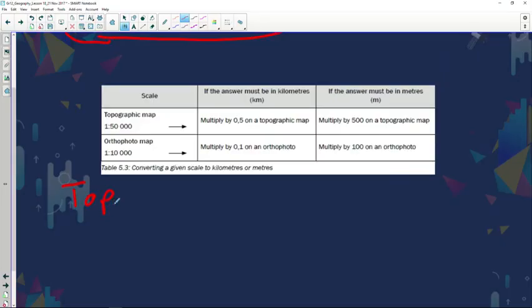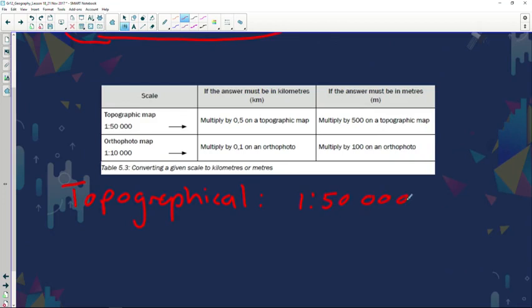So we're basically discussing distance and how to calculate distance on a topographical map and on an orthophoto map. Now first of all, we've got a formula to use. Keep in mind, the reason why we will be able to do this is because the maps consist of a scale. If you look at our topographical map, it consists of a scale of 1 to 50,000.